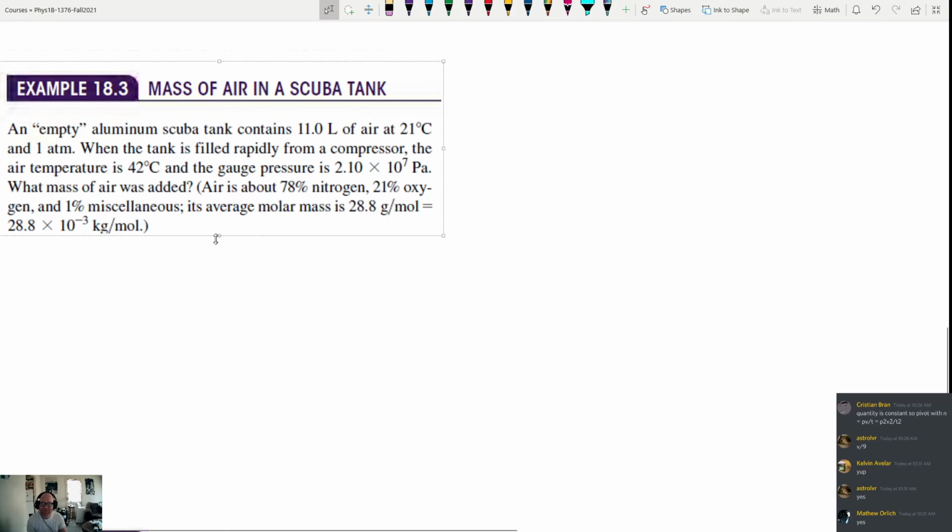An empty aluminum scuba tank contains 11 liters of air at 21 degrees Celsius and one atmosphere. When the tank is filled rapidly from the compressor, the air temperature is 42 degrees Celsius and the gauge pressure is 2.1 times 10 to the 7 pascals. What mass of air was added? Air is about 78% nitrogen, 21% oxygen, and 1% miscellaneous. Its average molar mass is 28.8 grams per mole.